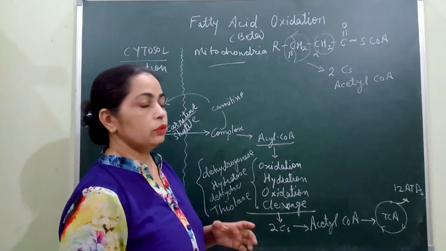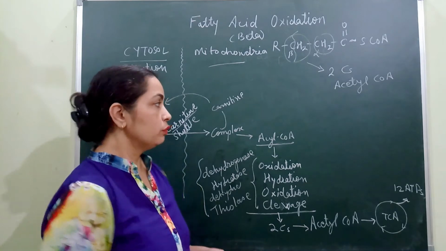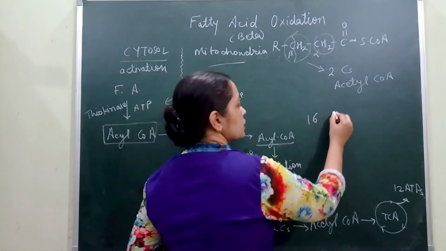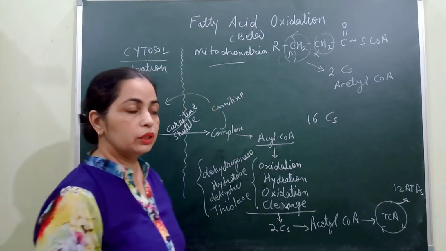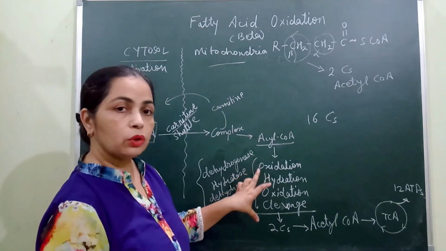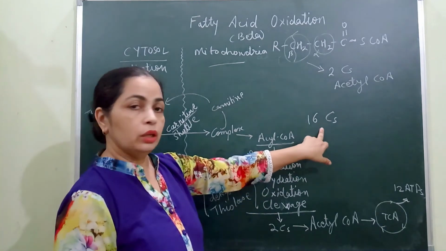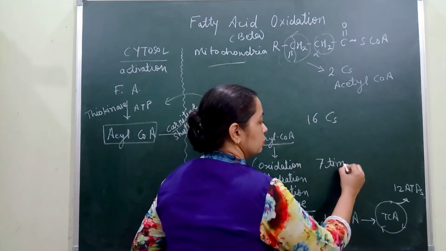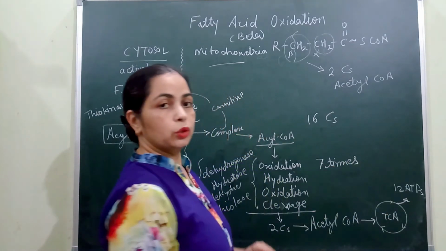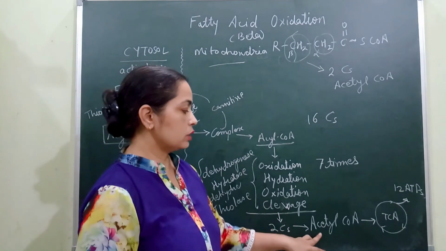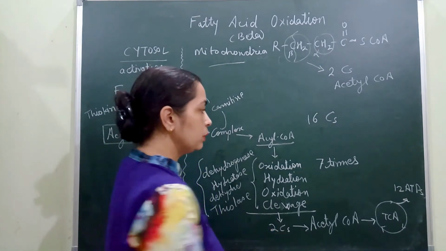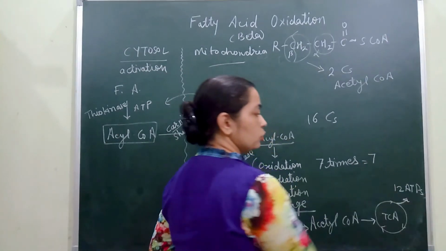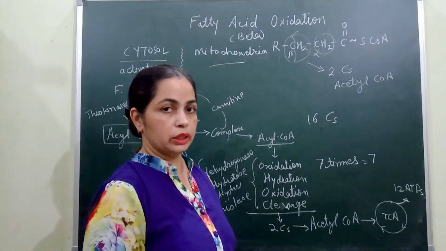For example, if we consider palmitic acid, which has 16 carbons, what will happen? It will undergo this beta oxidation proper. How many times? 7 times. It will undergo it 7 times, and in each step it will release one molecule of acetyl coenzyme A. So in this way it is going to produce 7 molecules of acetyl coenzyme A.